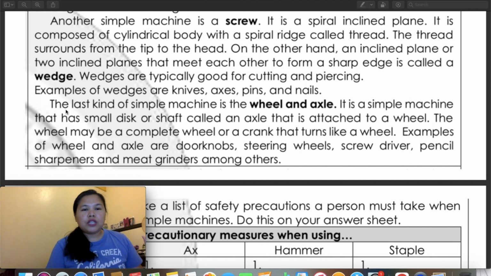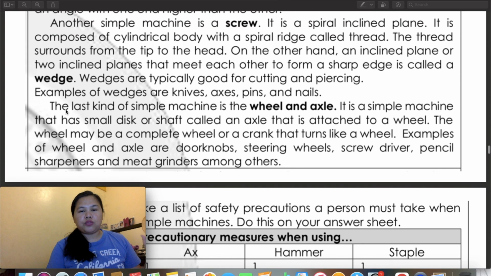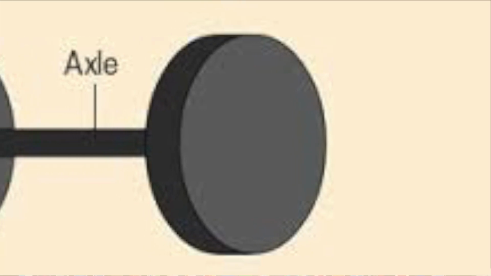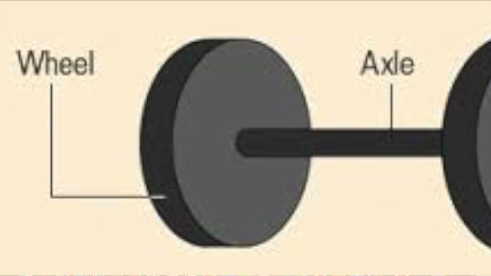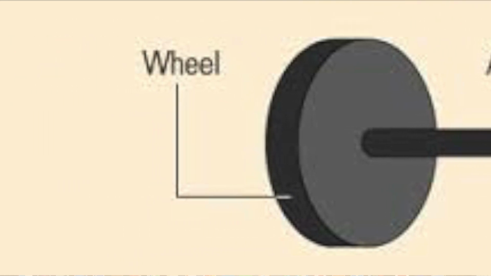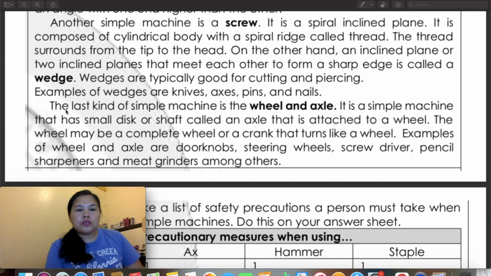So, the last kind of simple machine is wheel and axle. It is a simple machine that has a small disc or shaft called an axle that is attached to a wheel. So, the wheel may be a complete wheel or a crank that turns like a wheel. Examples of the wheel and axle are doorknobs, steering wheels, screwdrivers, pencil sharpeners, and meat grinders, among others.